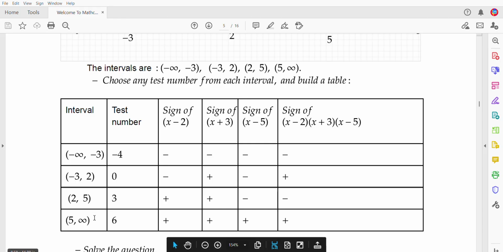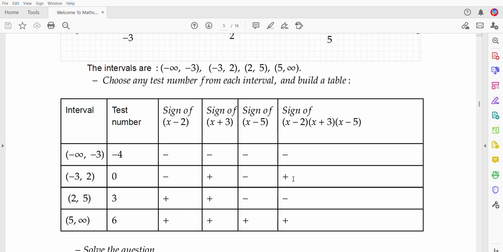From each interval, choose a test number of your liking. Plug in those test numbers in the factors that you started with and just identify the signs, positive or negative. Here is the original expression, which is a product, a multiplication of these factors. So you're looking at multiplications of signs. An odd number of negatives will give you a negative. An even number of negatives will give you a positive.